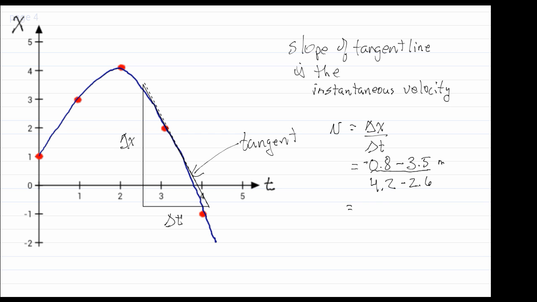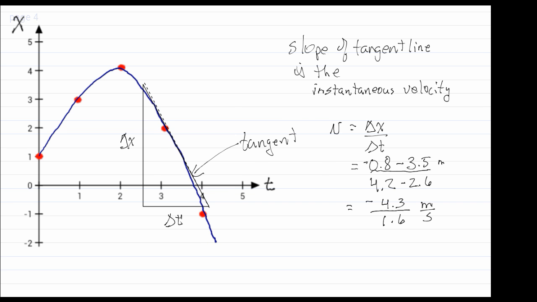Now, how do I do this in my head? So I get negative 4.3 over 4.2 minus 2.6, which is 1.6. And that will be our slope in meters per second.